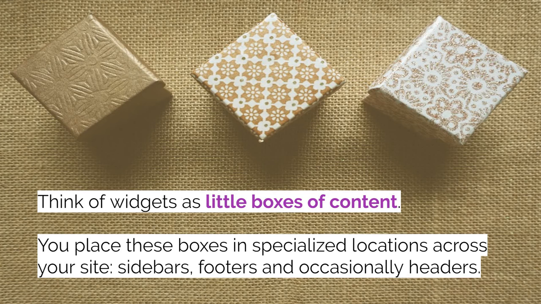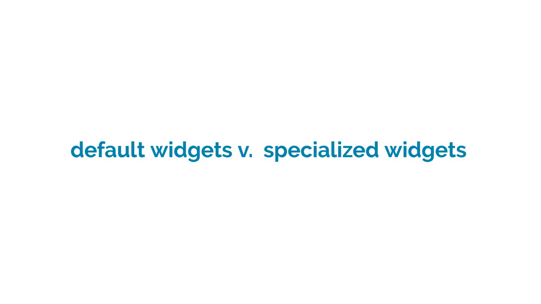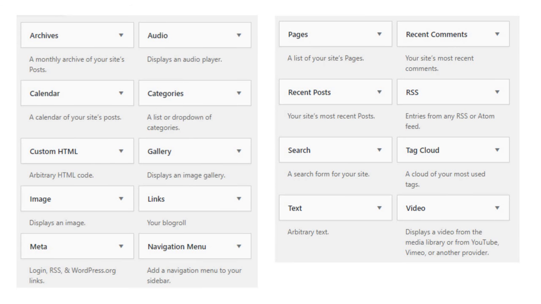So what's a widget? A widget is basically a little box of content. And it's something that you can place in various locations throughout your website, typically your sidebars, your footers, and occasionally your header. There's two kinds of widgets I want you to have in mind, default widgets and specialized widgets. Let's start with default. So these are the default widgets that you'll see in any WordPress installation.